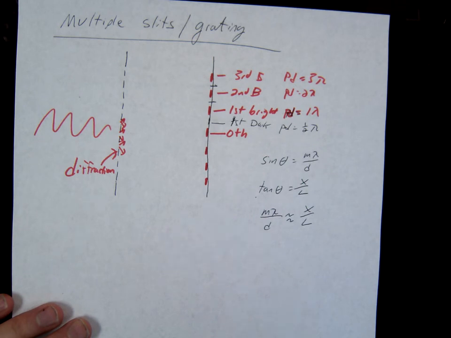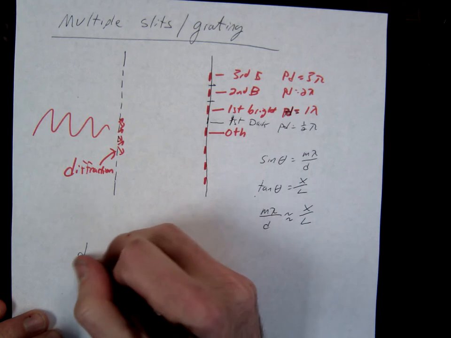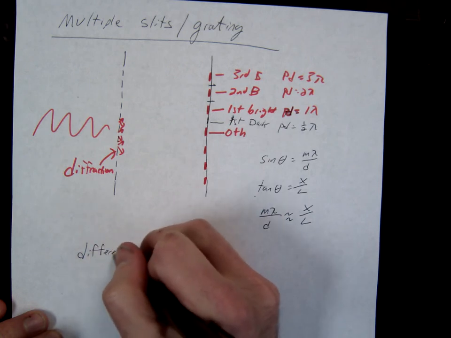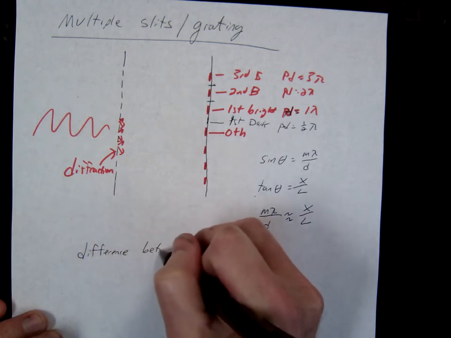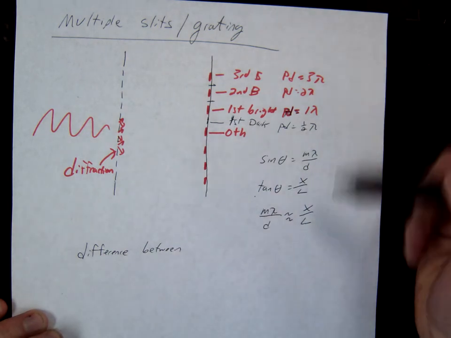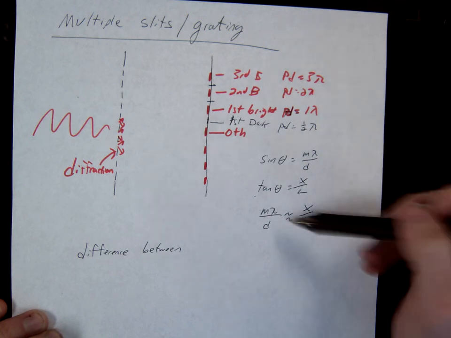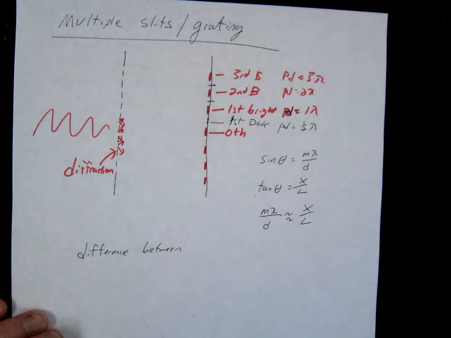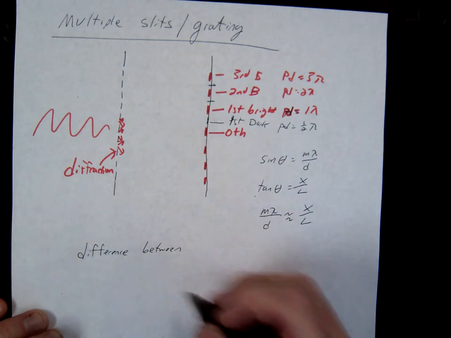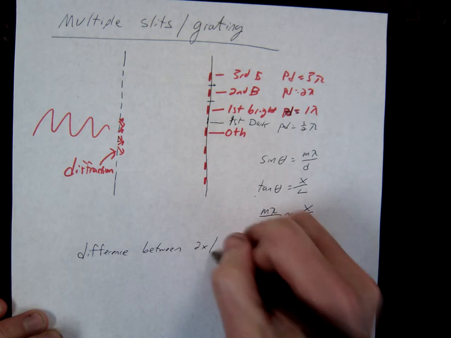So the next question is, well, what's the difference? What are the differences between double and multiple slits? Mathematically speaking, how you're going to calculate things is identical. What the m's are is identical. The equations are identical. The difference is really visual, what happens visually.